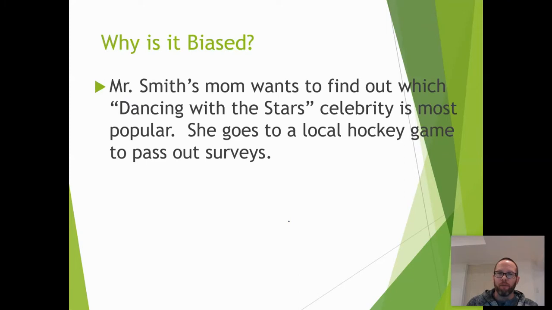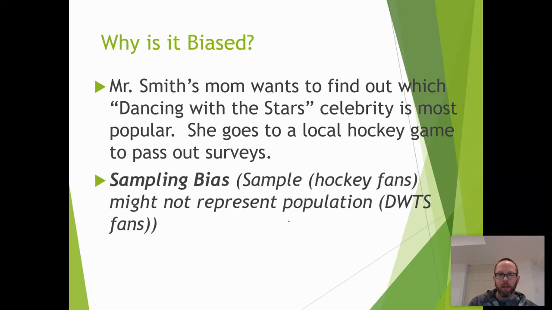Why is this one biased? Mr. Smith's mom wants to find out which Dancing with the Stars celebrity is most popular. So she goes to a local hockey game to pass out surveys. Which type of bias would this be? If you said sampling bias, good for you. Hockey fans, which are the sample, might not represent the population, which would be Dancing with the Stars fans. Now, there could be people that overlap, and I'm sure there are, but it's likely not a good sample in that case.